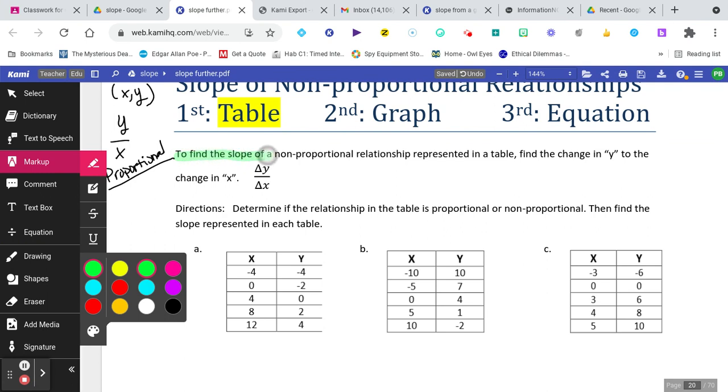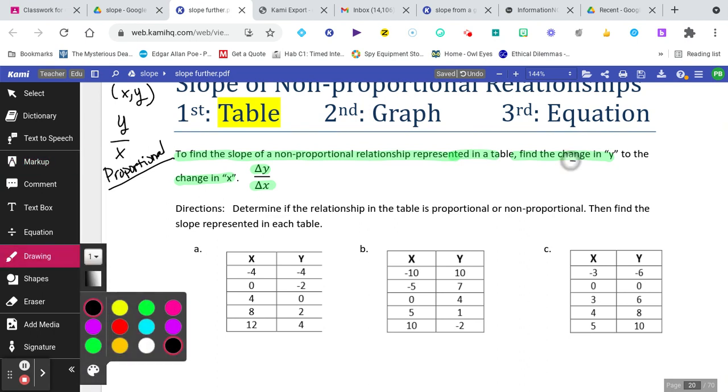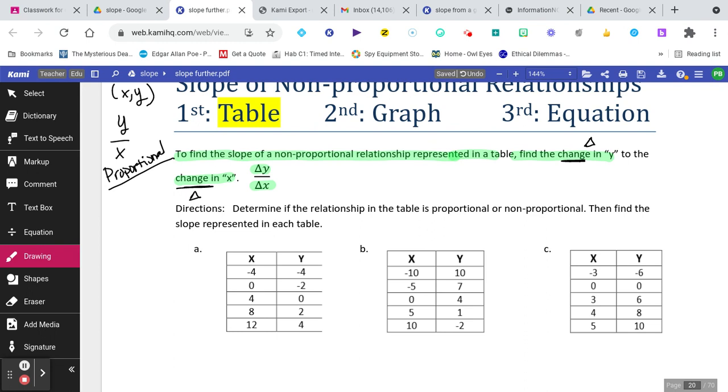According to the notes, to find the slope of a non-proportional relationship represented in the table, find the change in y to the change in x. So that doesn't mean triangle y and triangle x. It actually means, a little triangle means change in. Okay, so change in y and change in x. To find the change in something, you just simply subtract. Okay, so if I want to find the change in my y's, I can just subtract my y's. If I want to find the change in my x's, I can subtract my x's.